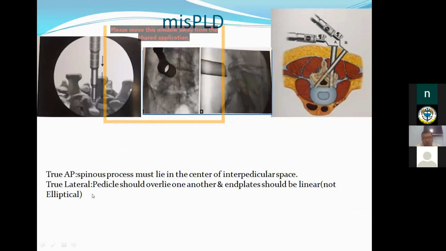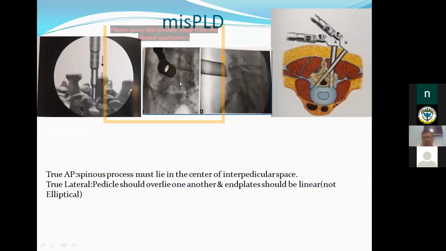So once we confirm the true AP and true lateral view, then we pass a QR, in AP view on the medial border of the facet, and in lateral view at the level of the disc. Once we fix the QR, we pass a serial dilator and finally fix with a tubular retractor and check the final image to locate the area, to locate the level.